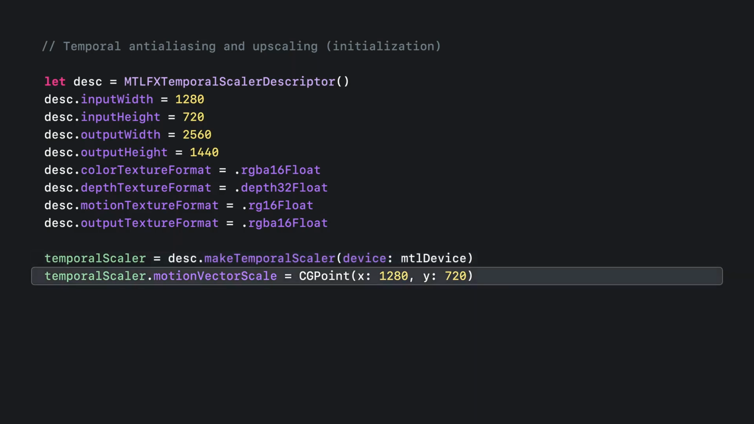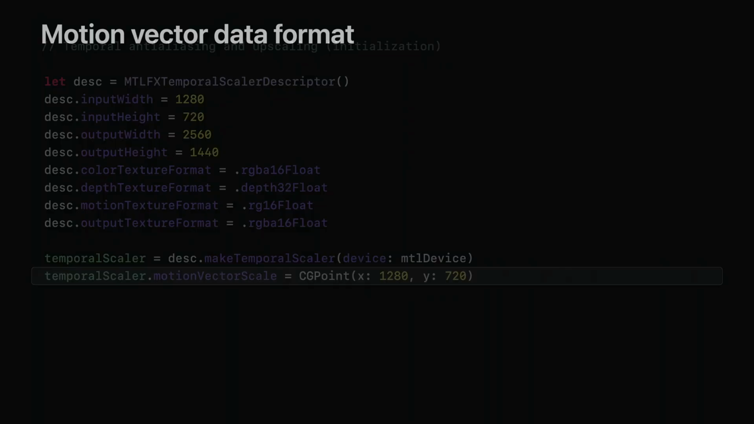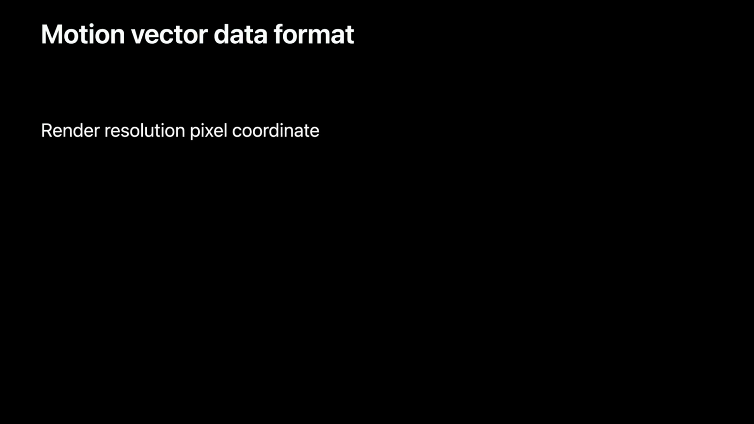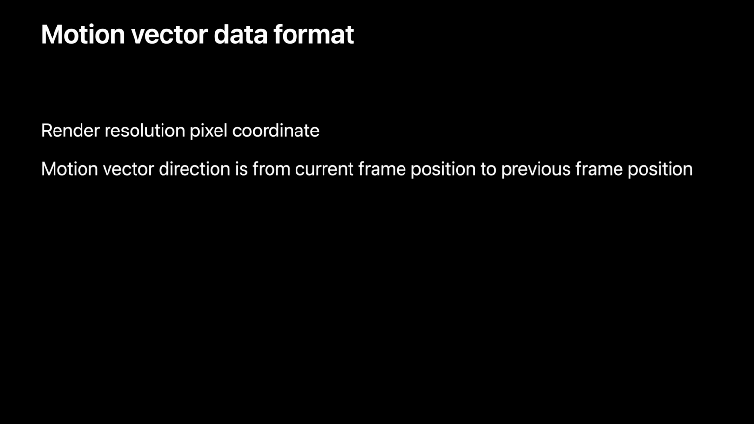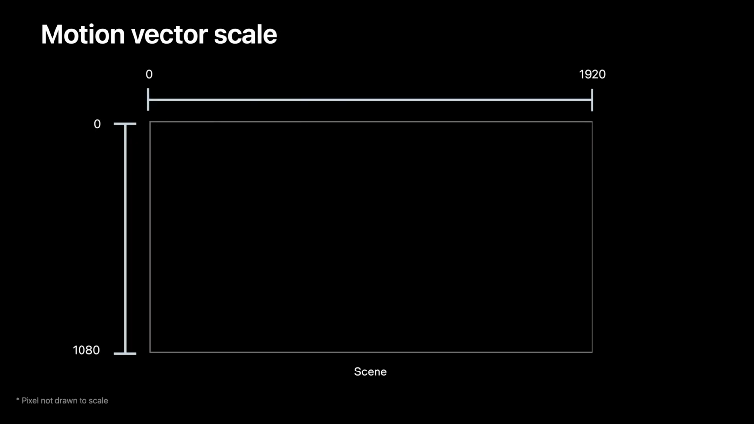On the scaler object, set the motion scale properties. This helps you scale the app's motion data to what the API expects. MetalFX expects motion data in the render resolution pixel space, with direction that goes from the current frame's position to the previous frame's position. As an example, I'll use a render resolution of 1080p.